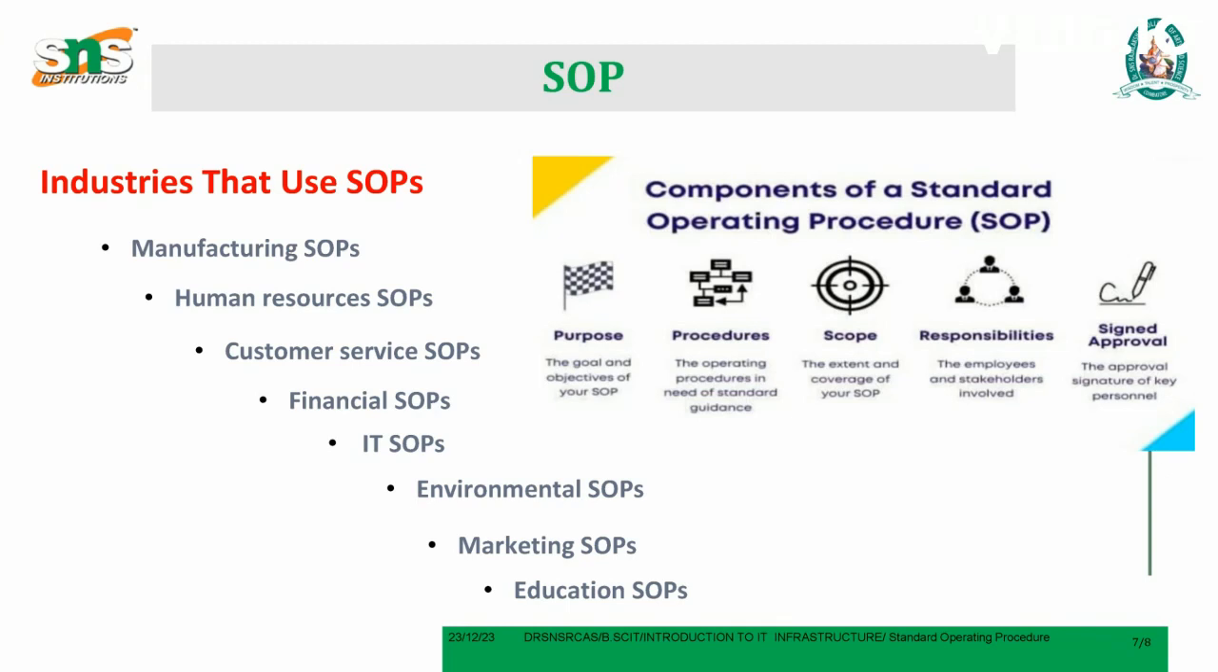For example, manufacturing SOPs, human resource SOPs, customer service SOPs, financial SOPs, IT SOPs, environmental SOPs, marketing SOPs, and educational SOPs. So these all can be built in order for the employee to efficiently work with an IT infrastructure office.